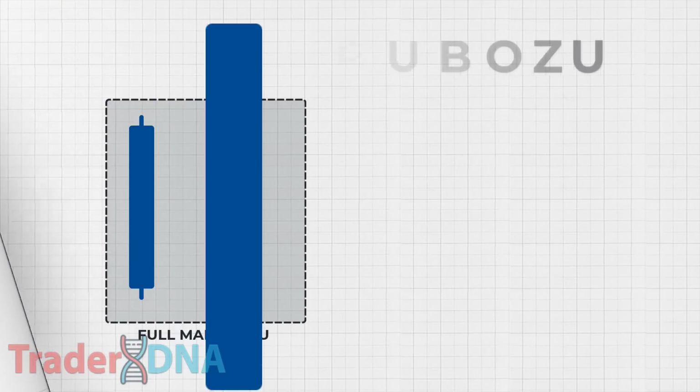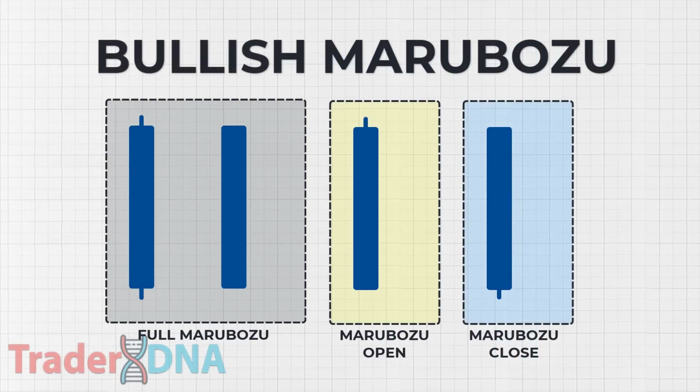Bullish Marubozu. The bullish Marubozu candlestick pattern occurs in financial markets when a trading session opens at the lowest point of the day and closes at the highest point. This indicates strong buying pressure throughout the session.